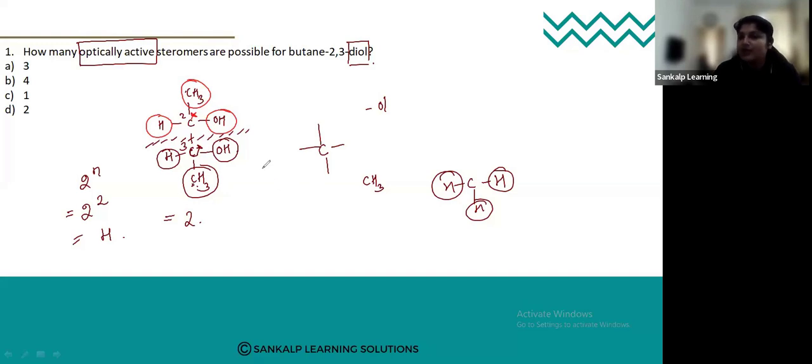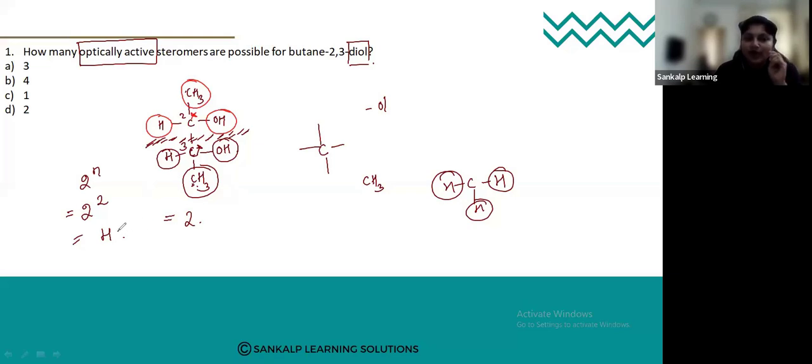So one of the compounds is a meso compound. Okay, so this is a meso compound, right? If I put a mirror, half of the molecule will coincide with the other half, and it will get cancelled off. So this resulting compound is called a meso compound.